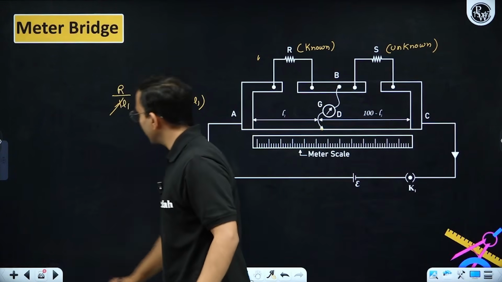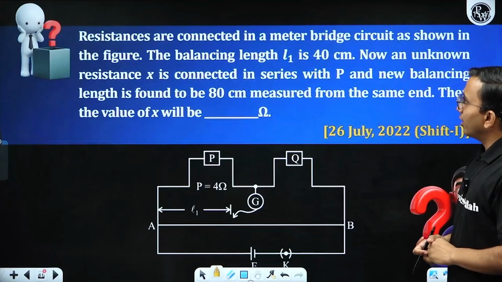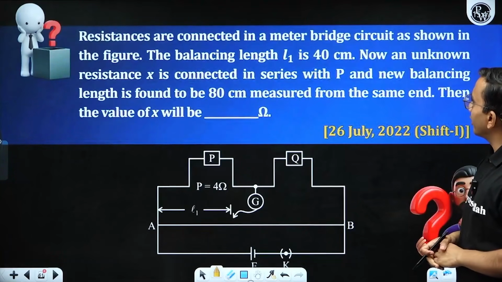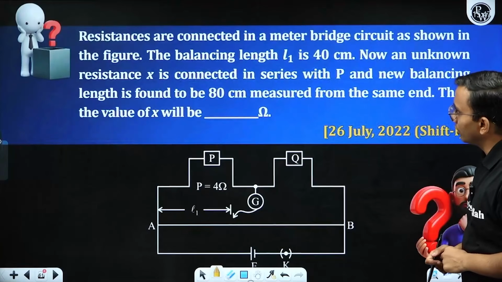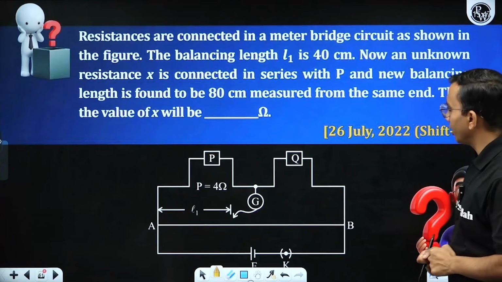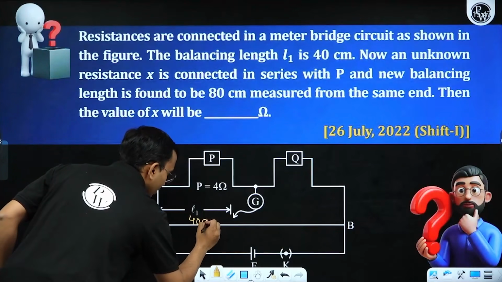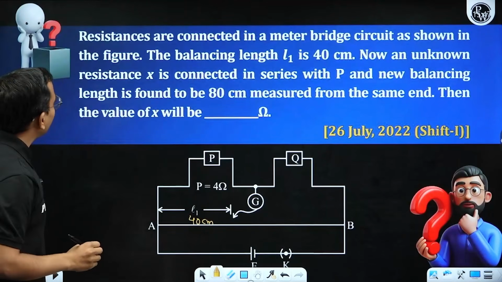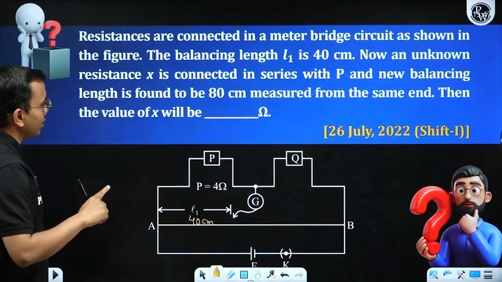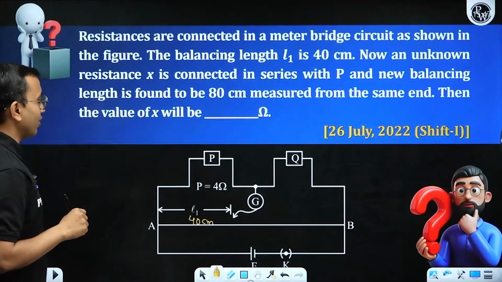A question on this. Resistances are connected in a meter bridge circuit as shown in the figure. The balancing length L1 is 40 centimeter. Now unknown resistance X is connected in series with P. The new balancing length is 80 centimeter. The value of X is.